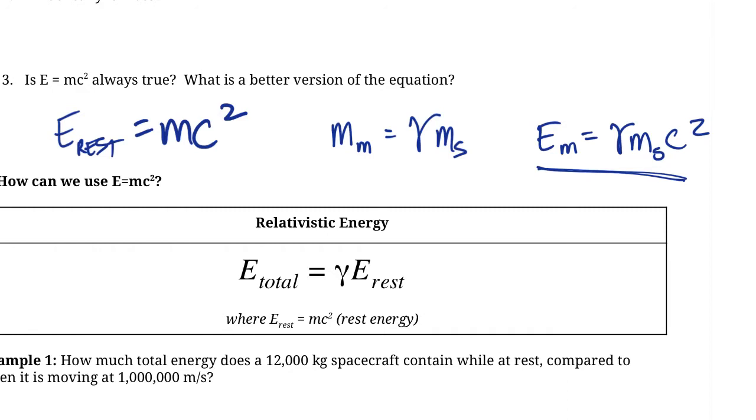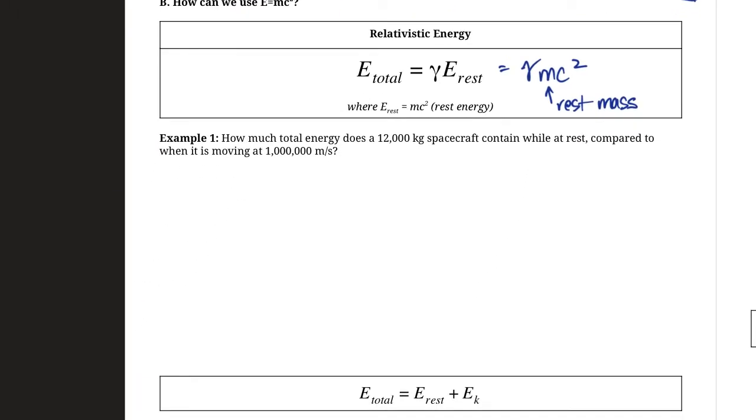Now, you'll notice I use different subscripts here. Instead of moving for m, we usually call this the total energy of an object. And when we're just calculating the rest energy, we just use mc squared, which is what it says down here. So the total energy is equal to gamma times the rest energy, or gamma times mc squared, where m is the rest mass, the mass of an object if it was sitting still, okay?